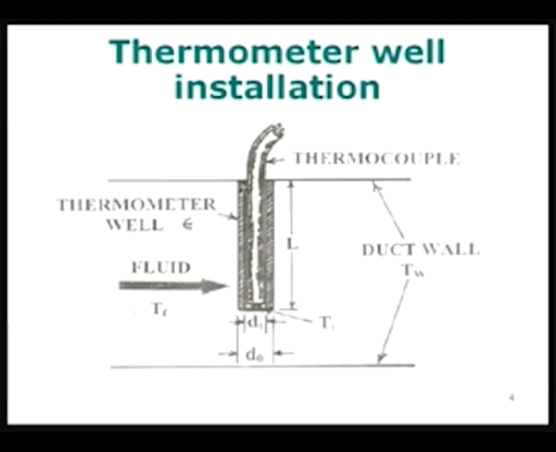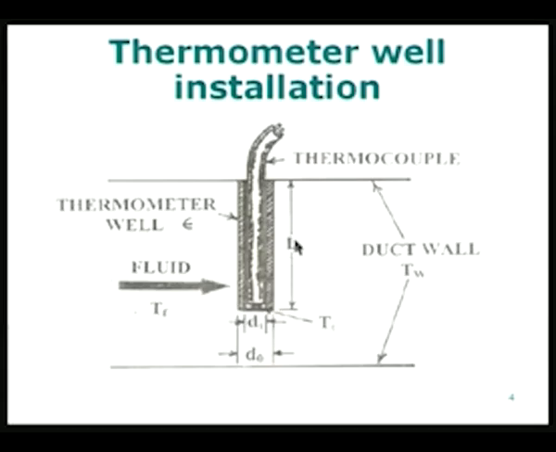Thermometer well is something like what is shown here, a well. A well is made of an annulus, a tube which is inserted into the medium. The fluid is flowing like this at a temperature Tf, and the thermometer well is sticking right into the tube in a direction perpendicular to the flow. The fluid is flowing in a direction which is indicated with this arrow. The well is kept in this direction.